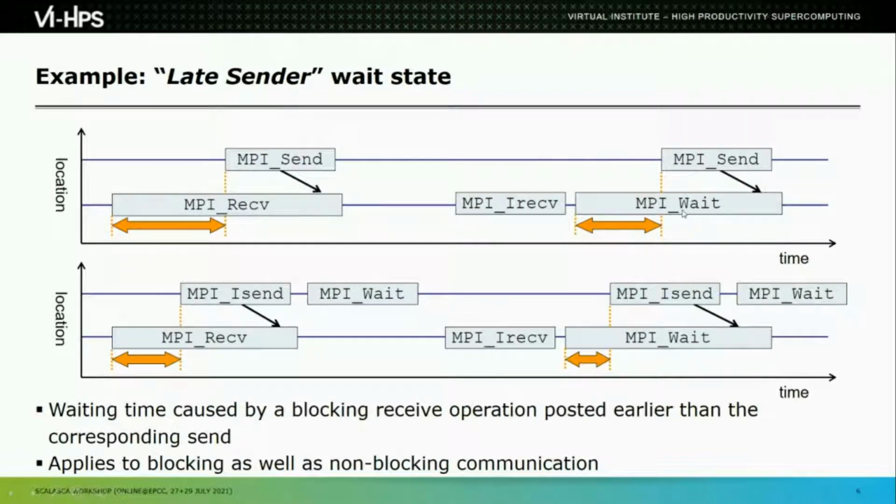If the MPI wait is initiated, in this case, before the corresponding send, that means it will be the MPI wait that has the waiting time. So the wait has now been transferred from the blocking receive on the left, the first example, to the blocking wait operation, which has to wait until the corresponding send has been initiated.